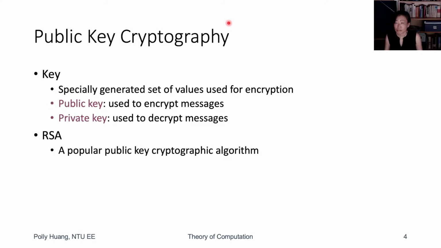Now it should be easy for you to accept the formal definition of public key cryptography. It's a key system that generates key pairs or a set of values so that we could use one to encrypt and the other one to decrypt. So the one that is responsible for encryption is the public key. The other one for decryption is the private key. And RSA here is a very popular crypto that does this, public key cryptography.